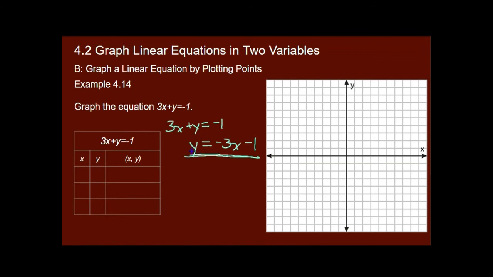Okay, so now I want to be smart about what numbers I put in here. Let's go ahead and start with a 0, right? Because a 0 is going to make some of this disappear. Y is equal to -3 times 0 minus 1. 0 minus 1 is -1. 0, -1. And I don't have to fill in this whole chart before I start plotting. I can go 0, -1, and put that in there now.